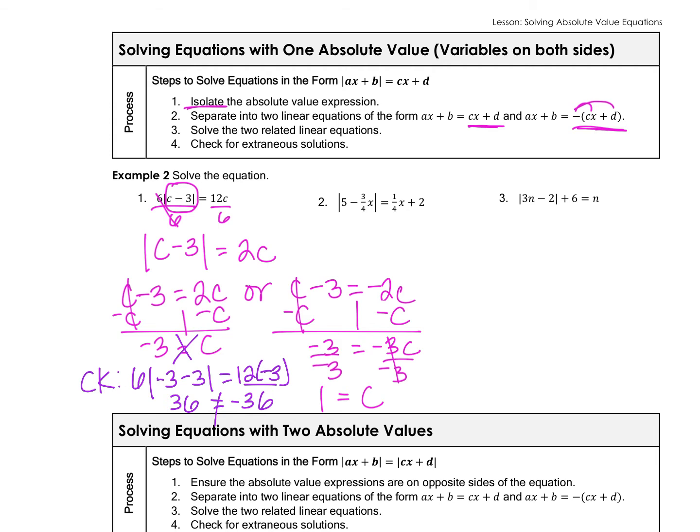And then plugging in the 1. So 6 times the absolute value of 1 minus 3. So 1 minus 3 is a negative 2. Absolute value is 2. Times 6 is 12 equals 12, and that one works. So that's why it's very important that you're checking on both of them. Okay, so the only solution I would have on this one would be a 1. So just one answer here. So make sure that you're checking for extraneous solutions. So you solved it correctly, but when you plug it back in, it doesn't work out.